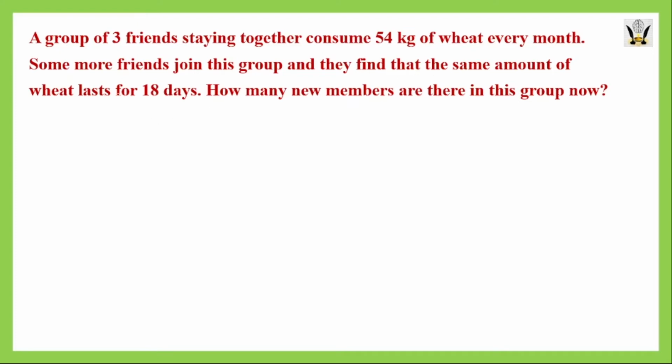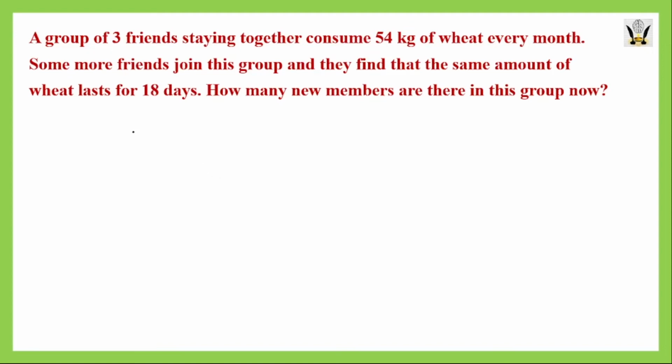Now let's see what the second line says. Some more friends join this group. That means the number of friends is varying. So here this is one quantity, the number of friends in the group, and they find that the same amount of weight lasts for 18 days. Same amount of weight means the amount of weight is not changing, so that is not the second quantity. Here the number of days, initially it was 1 month, so 30 days on an average, and that is changing to 18 days. So here the second quantity which is varying is the number of days.